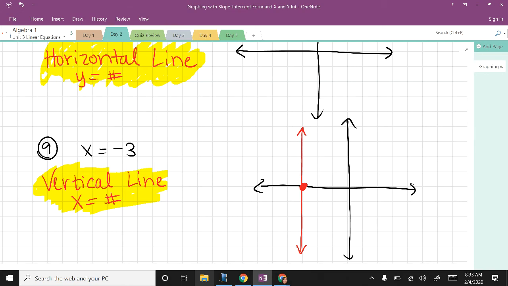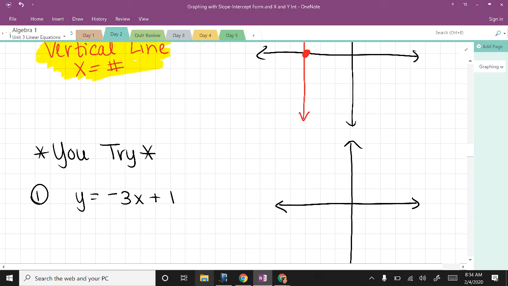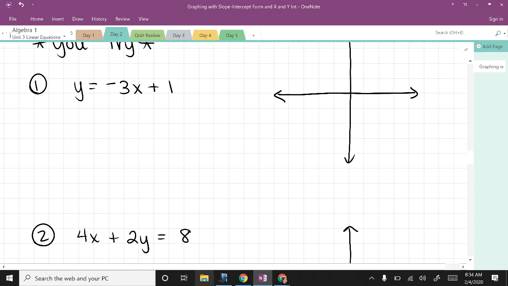Okay, so y equals a number is a horizontal line. It crosses the y-axis at that number. X equals a number is a vertical line. It crosses the x-axis at that number. Okay, memorize it. What's the slope of this line? Vertical line is undefined. Horizontal line, slope is 0. Good job.